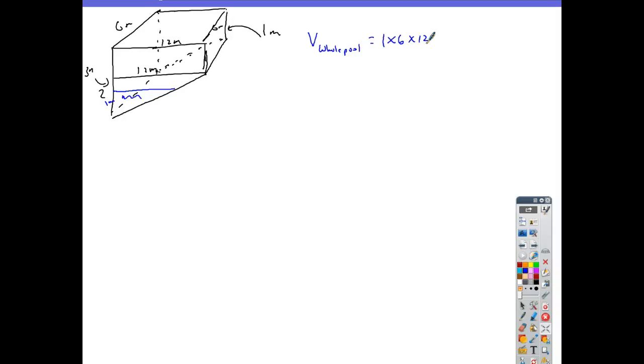And then plus, I have this triangular piece, which is going to be a triangular solid. And so that would be 1/2 the base, which is a triangle, which would be 1/2 times 2 times 12, times the direction this way, which is 6. So that'd be the volume of the whole entire pool. Can we write those in meters? We can in a moment. We'll have to define what those letters are.